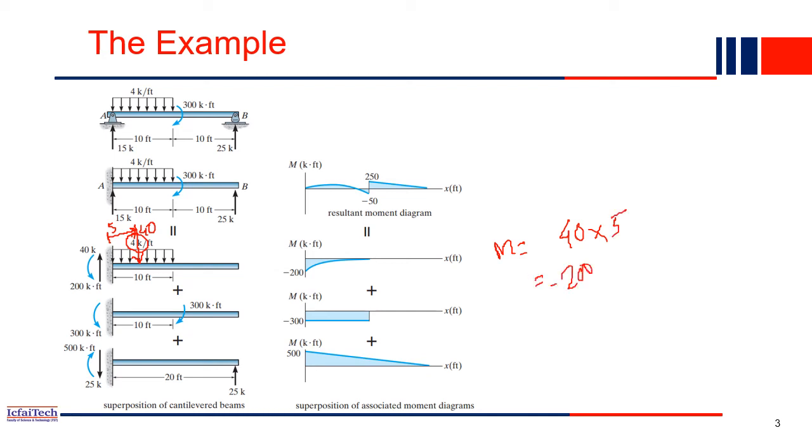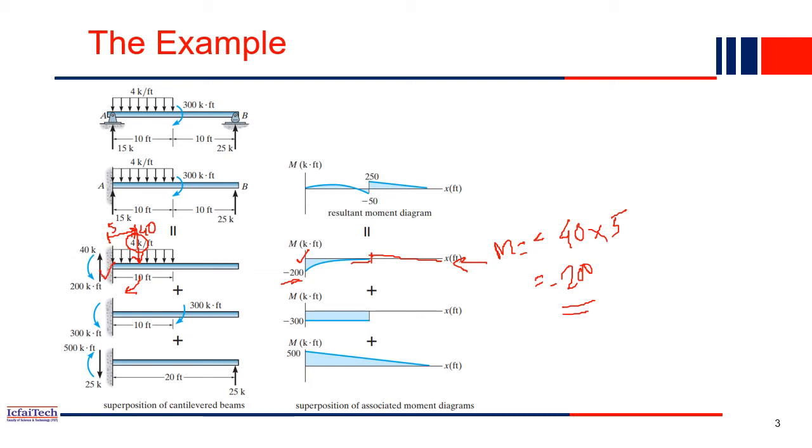And what is the direction? Direction will be minus because it is clockwise, right? So if you draw the moment diagram for this beam, this is the moment diagram. Up to this point it is 0, and then gradually your moment starts, and when it reaches here it is minus 200. That's what we computed, right? Minus 200 at this point.